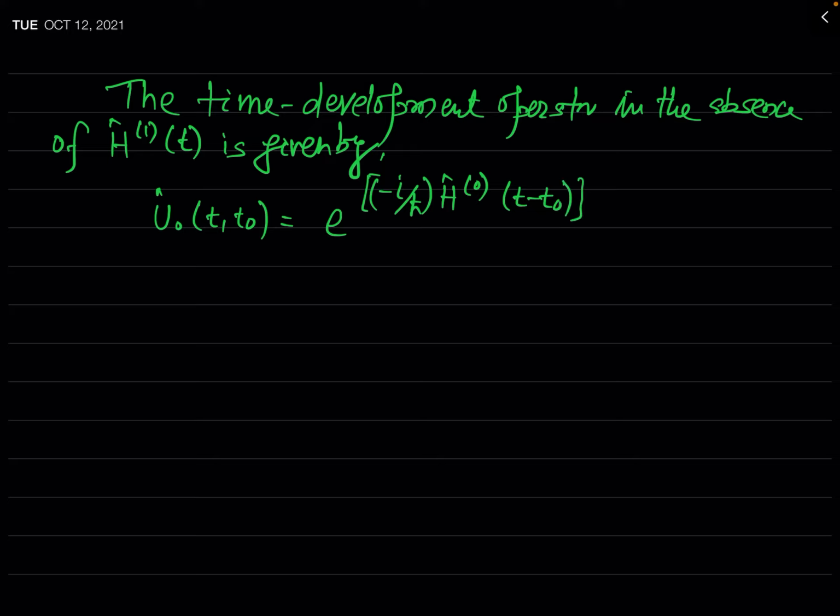You have seen this definition earlier in the Schrodinger picture, and let us say this is your equation 1. This is the time development operator in absence of the time dependent part of the Hamiltonian. You can see this H hat 0 is the time independent part of the Hamiltonian. Now first of all we will define the state vector and the operator in this interaction picture in terms of the state vector and operator in the Schrodinger picture, as we have done in case of the Heisenberg picture.